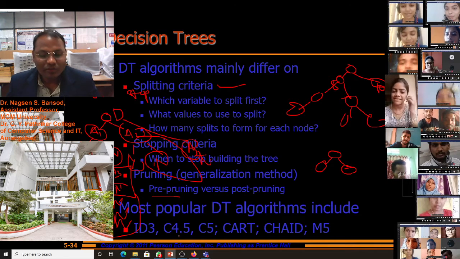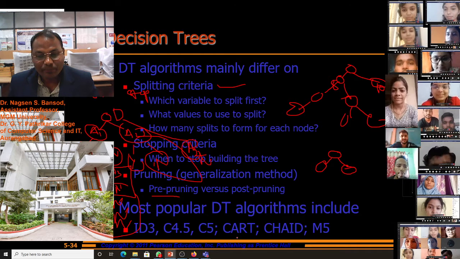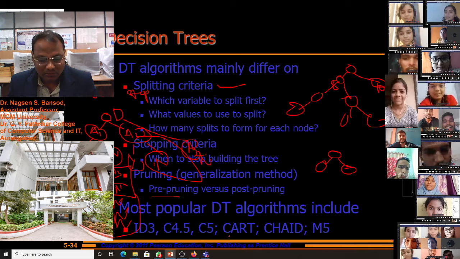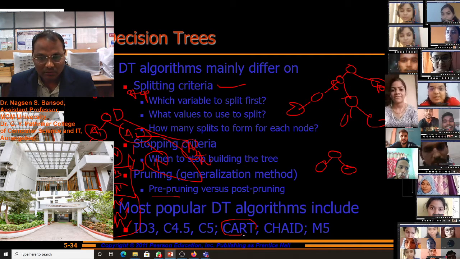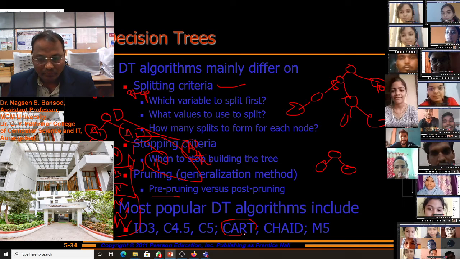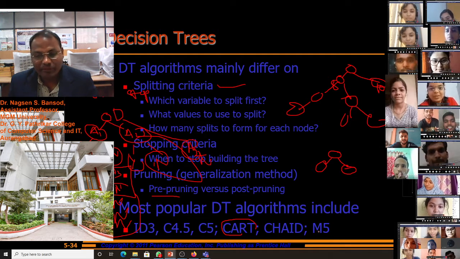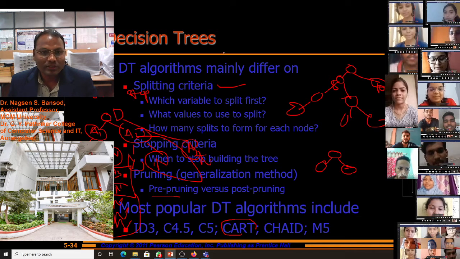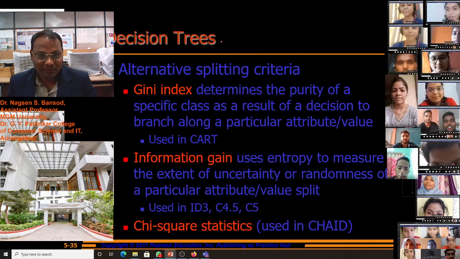Similarly C4.5, C5, CART, classification and regression tree, and also the CHAID algorithm and M5. These are the most widely used algorithms for decision trees to make decisions in data mining and analysis.